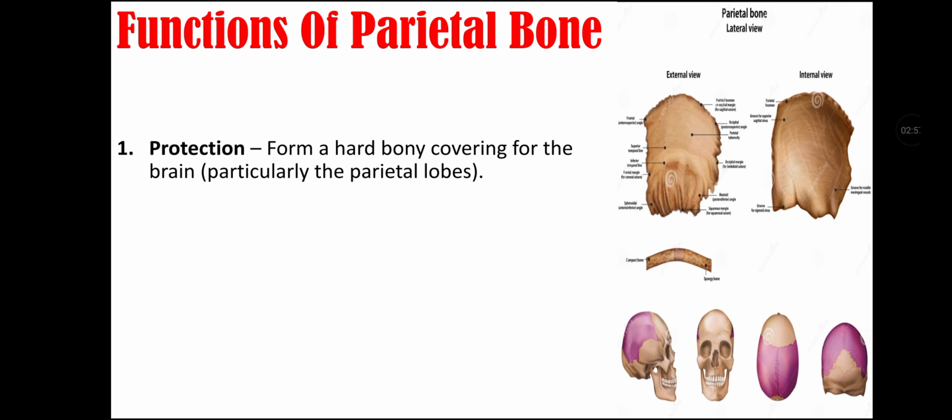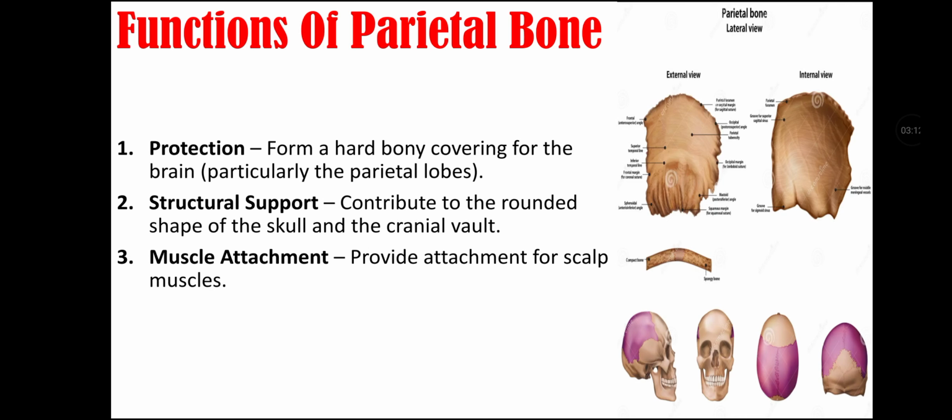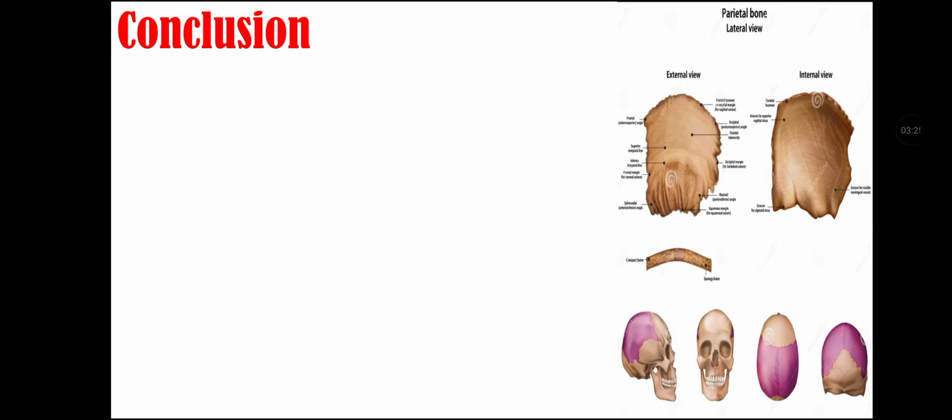First function is protection, as it forms a hard bony covering for the brain, particularly for the parietal lobes. Second function is structural support, as it contributes to the rounded shape of the skull and cranial vault. Third function is muscle attachment, as it provides attachment for scalp muscles. Fourth function is sutures landmark, as it forms key cranial sutures that are the coronal suture, sagittal suture, and lambdoid suture.